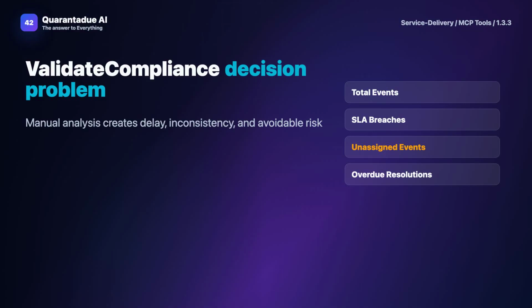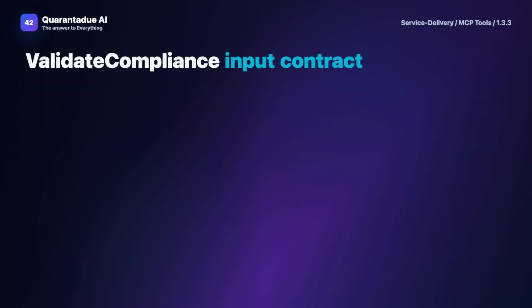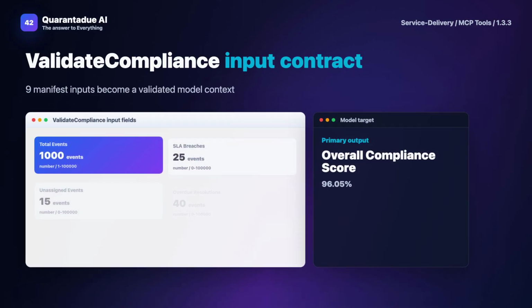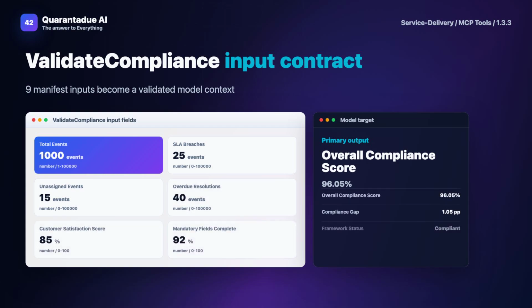Validate compliance starts with a defined input contract. Typical inputs include total events, SLA breaches, unassigned events, overdue resolutions, and customer satisfaction score. Keeping these fields explicit reduces ambiguity and makes every run easier to audit.